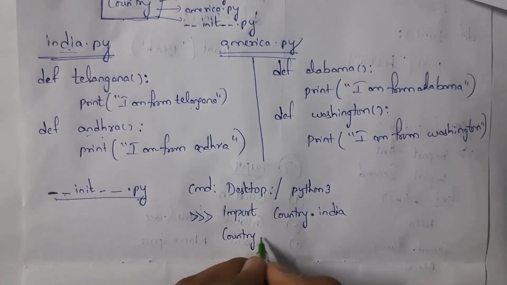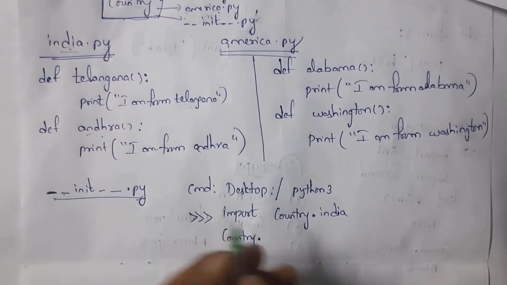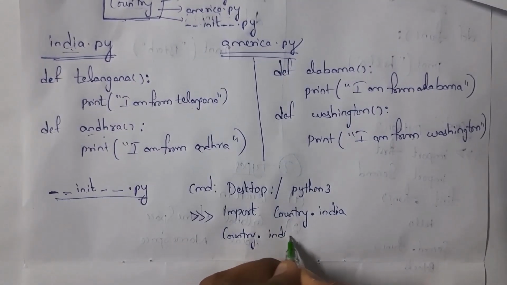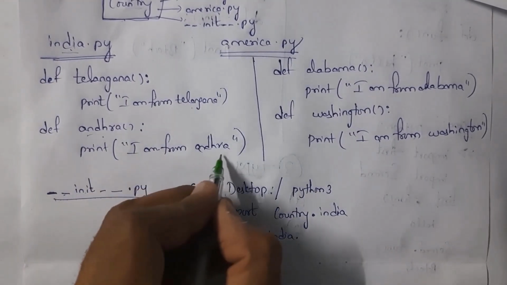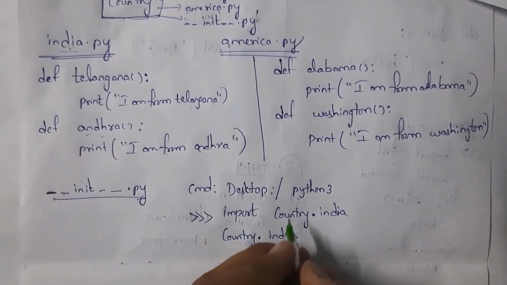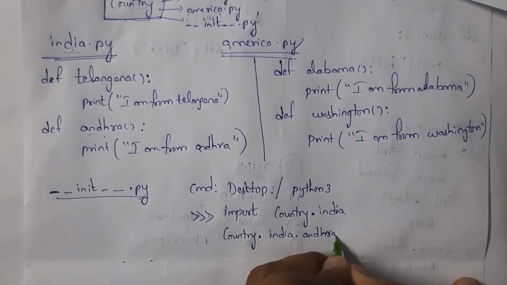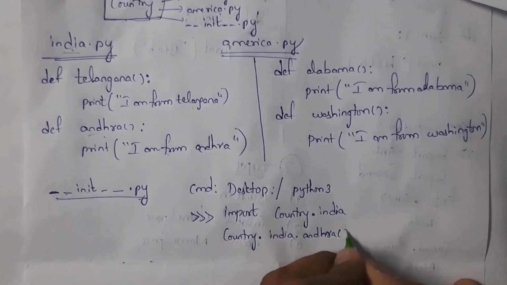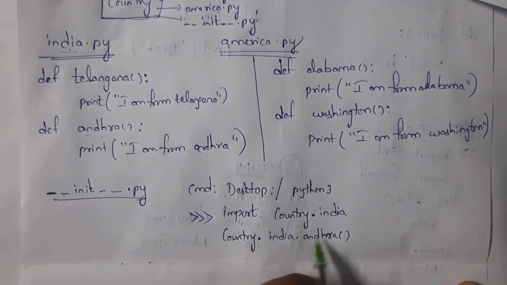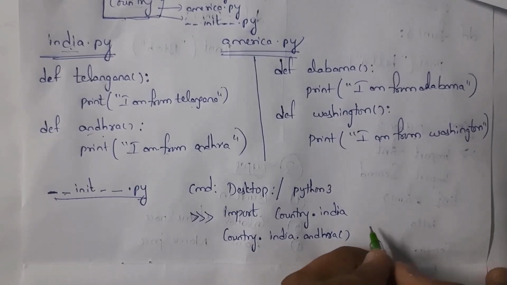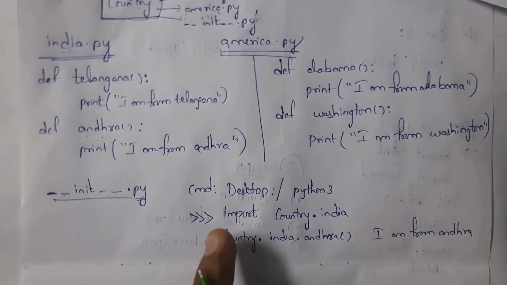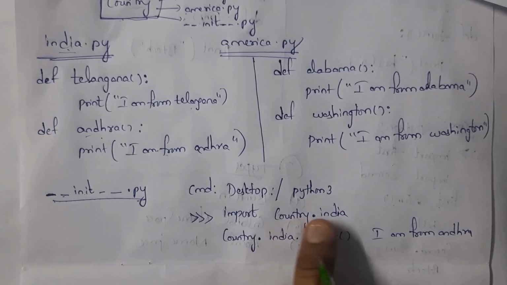So write the package name country dot module name India dot function name. Andhra is present in the function Andhra. So just write Andhra, and Andhra is a function, so you need to include brackets. Whenever you write this line of code and press enter, you will get the output I am from Andhra. At first I imported the package country and module India.